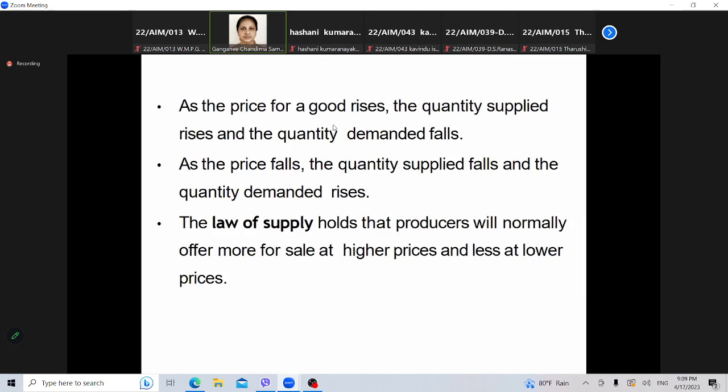Then we will move to law of supply. Because you know, when the price for a particular good increases, the supply of that good also increases. This is the opposite direction of the demand. As the price falls, quantity supplied also falls, but quantity demanded rises. You should remember these two points very clearly.